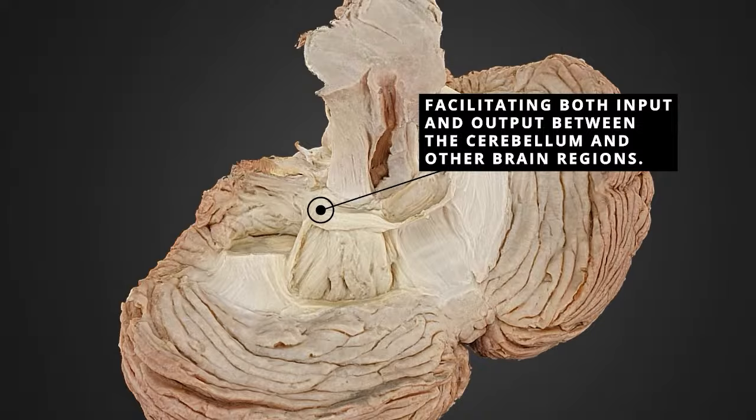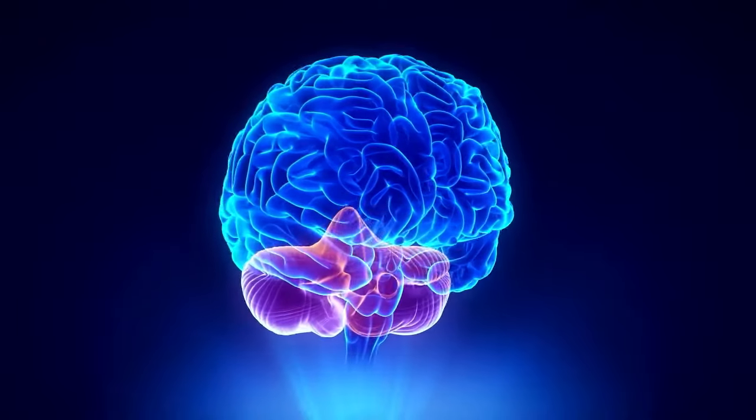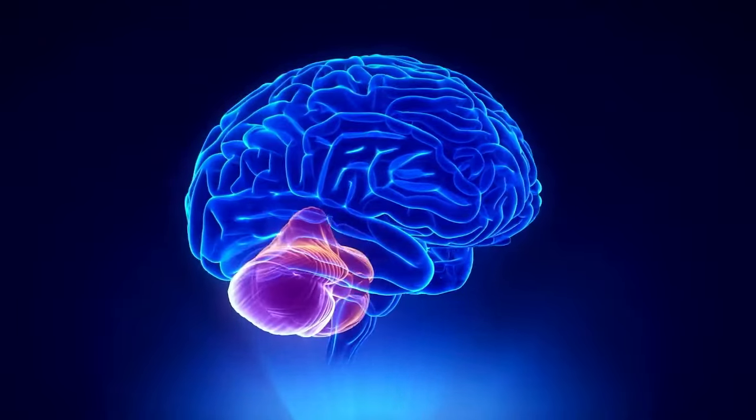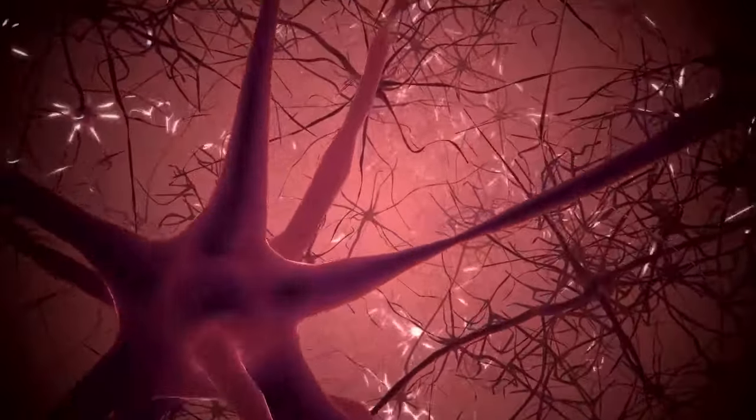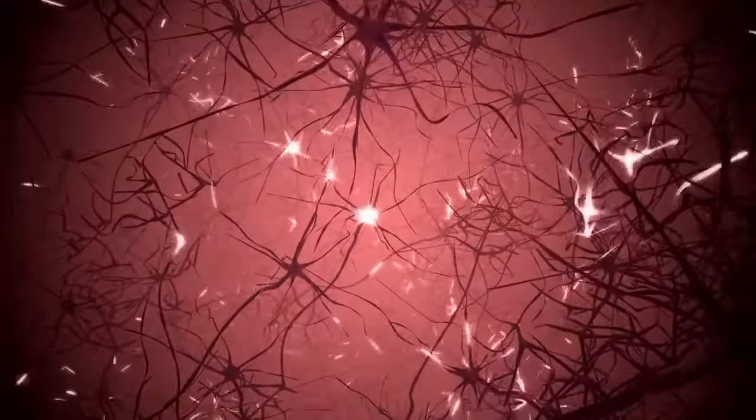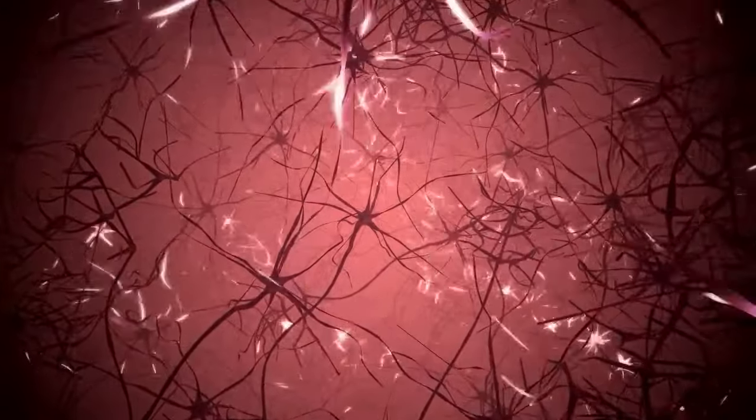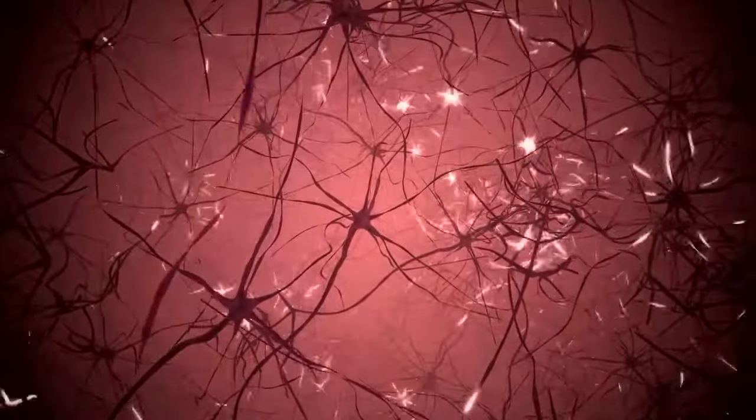Inferior cerebellar peduncle. Connects the cerebellum to the medulla oblongata, facilitating both input and output between the cerebellum and other brain regions. Despite the cerebellum's smaller size compared to the cerebrum, the cerebellum contains more neurons and plays a crucial role in a variety of tasks, ensuring they are executed with precision and grace.